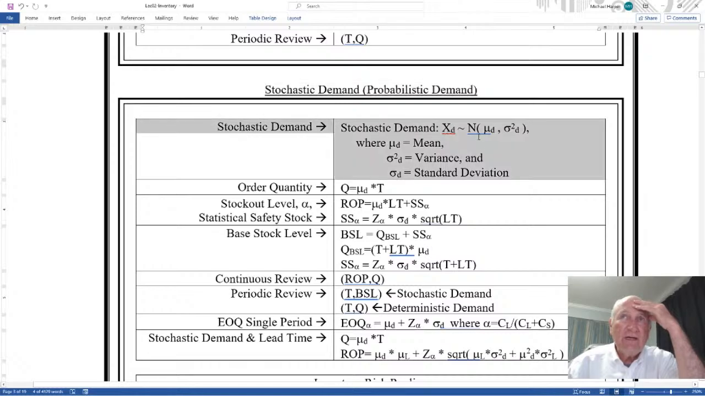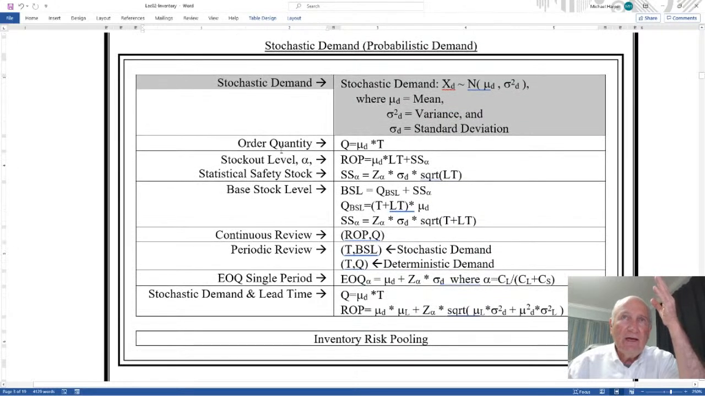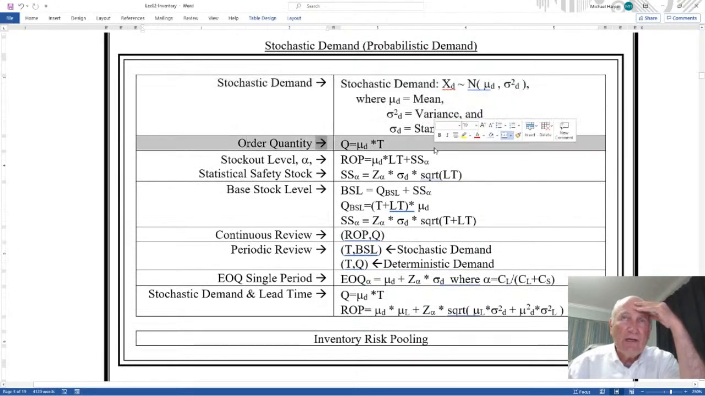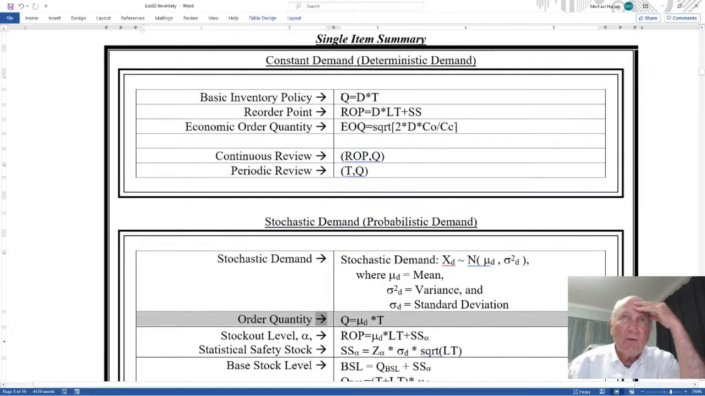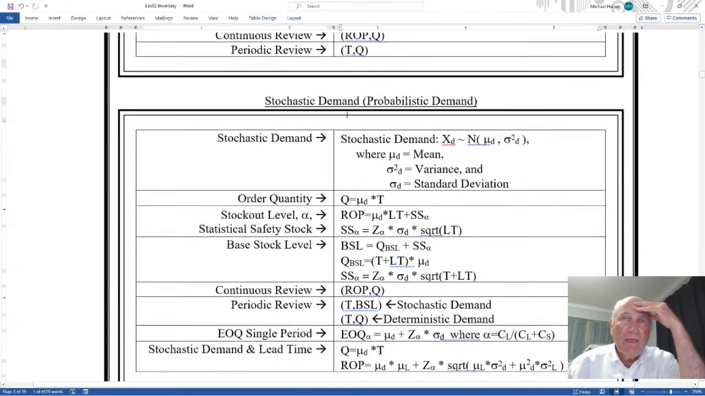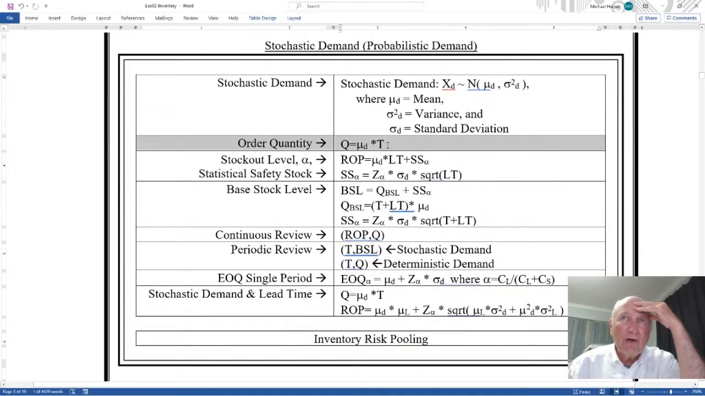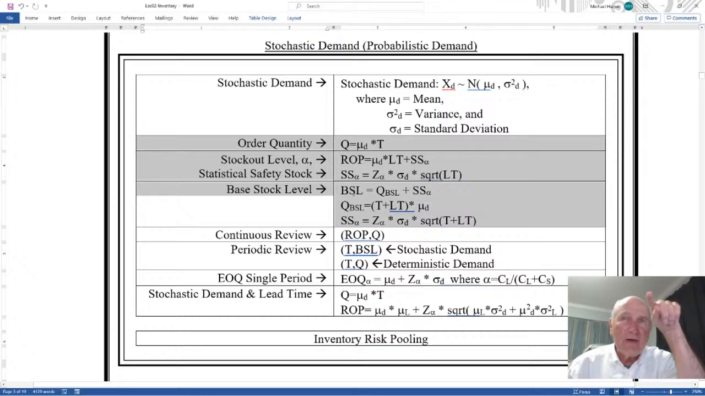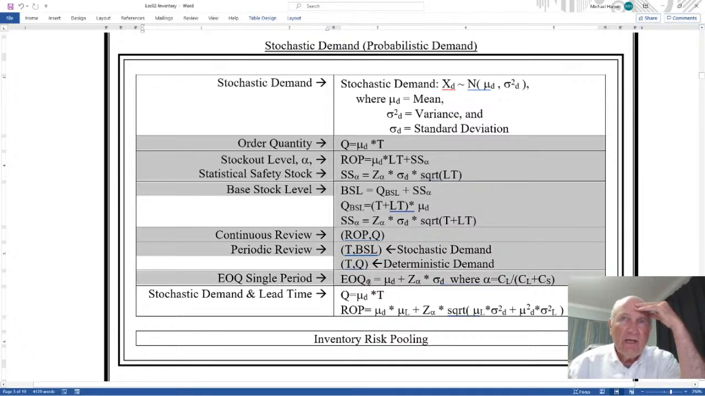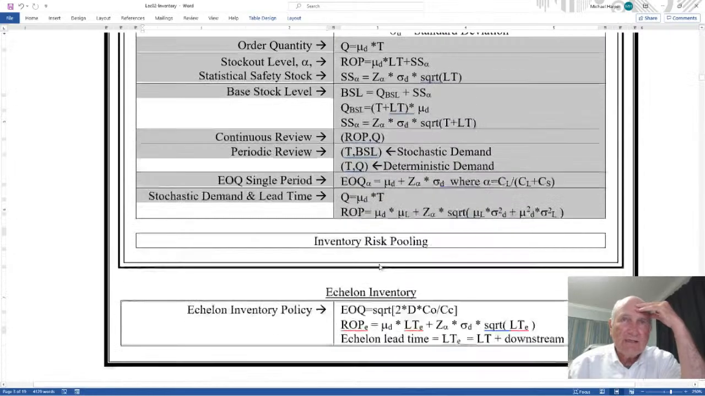I'll define the difference between deterministic and stochastic, where you have a mean and a variance. And then I go through the same thing, the order quantity. Notice up here I have the order quantity, Q is order quantity, reorder point. So I talk about the order quantity, reorder point, safety stock, and then this is going to be a continuous review system. This is a periodic review system. There's a continuous review, periodic review, EOQ, and then stochastic demand and lead time.